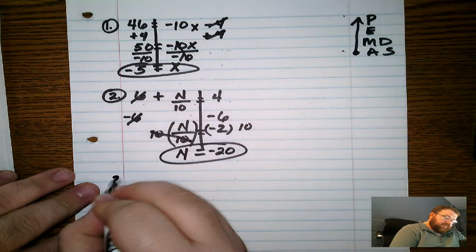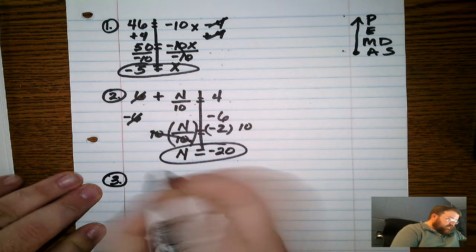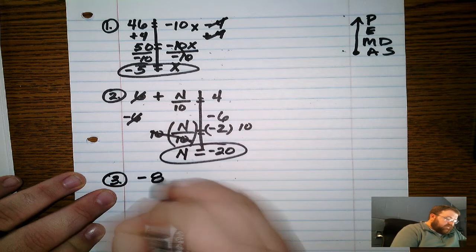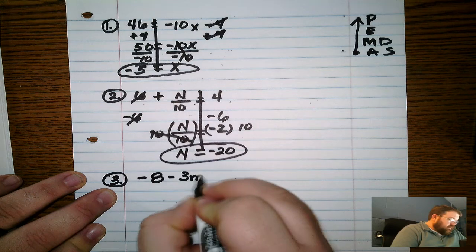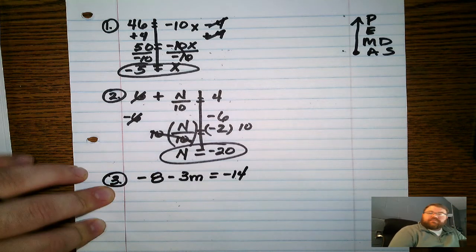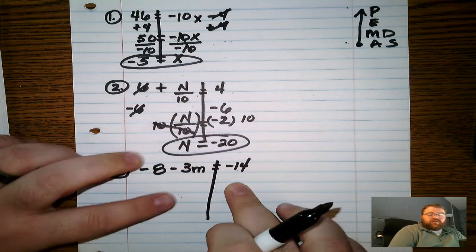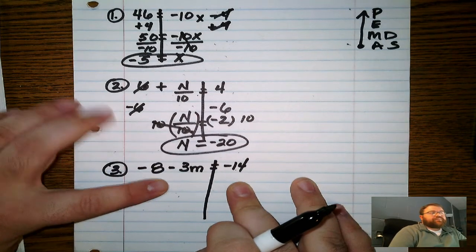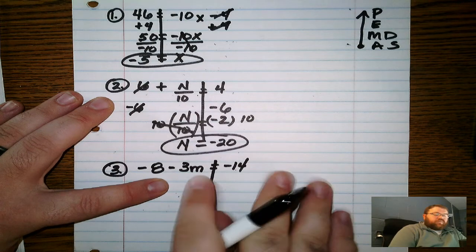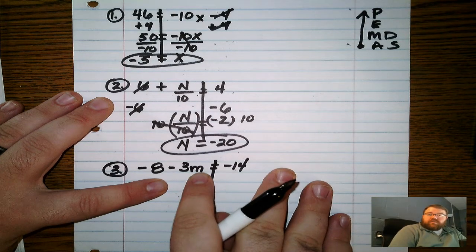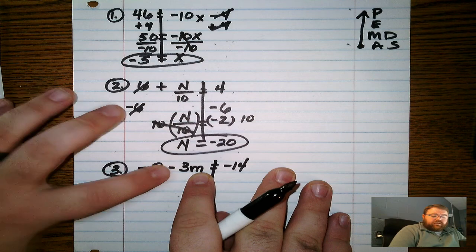Number 3, we have negative 8 minus 3m is equal to negative 14. I'm going to draw my line. Again, that's just to separate the left and right hand side. We have the m. Our goal is to get it by itself, so I got to get rid of the negative 8 and the negative 3.